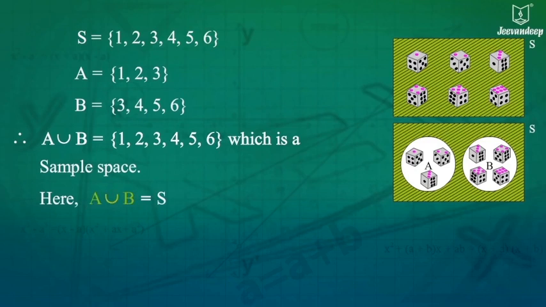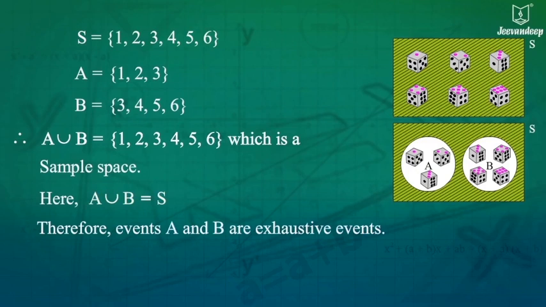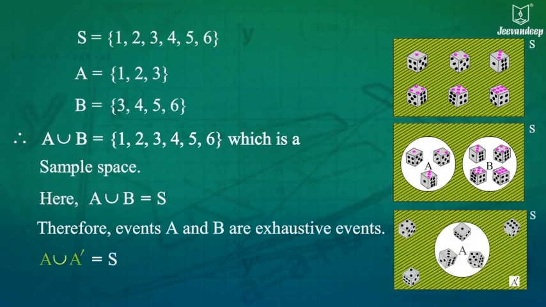Here, A union B equals S. Therefore, events A and B are exhaustive events. A union A dash is always equal to S. Therefore, A and A dash are also exhaustive events.